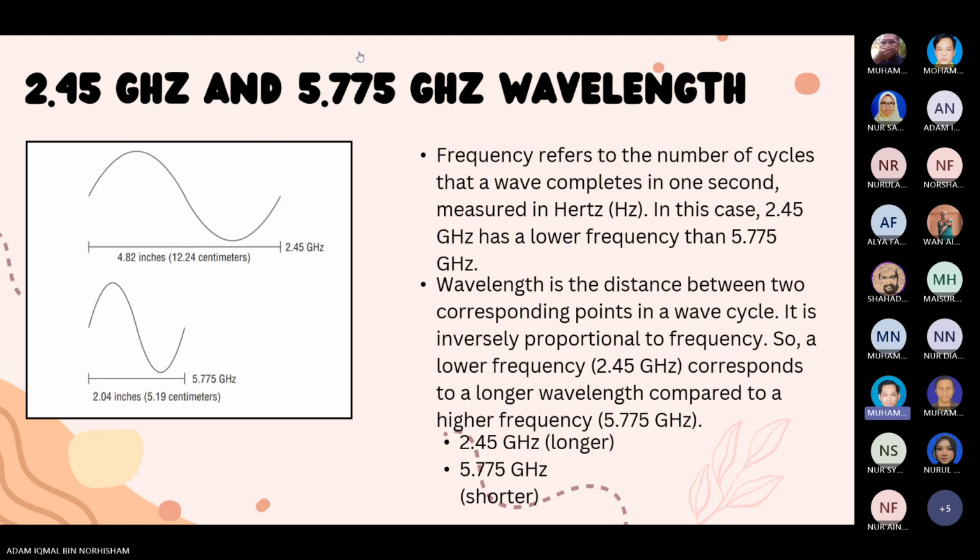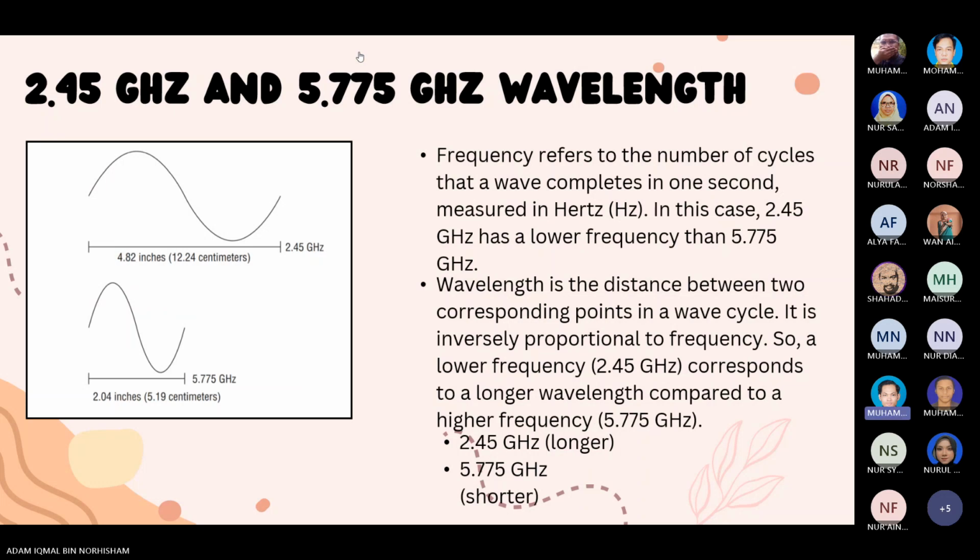What is the difference between 2.45 GHz and 5.775 GHz wavelength? Okay, untuk perbezaan 2.45 GHz dengan 5.775 GHz ni, macam kita sudah tahu yang frekuensi ni dia merujuk kepada bilangan cycle untuk wave tu melengkapi satu saat. Jadi dia diukur dalam hertz. Okay, untuk kes ni, kalau kita tengok kat graf ni, 2.45 GHz ni dia lower frekuensi daripada 5.775 GHz.